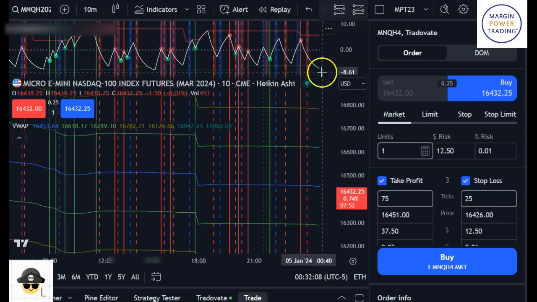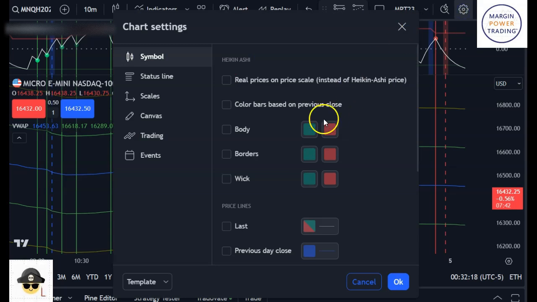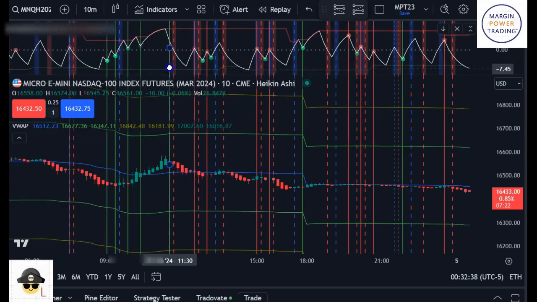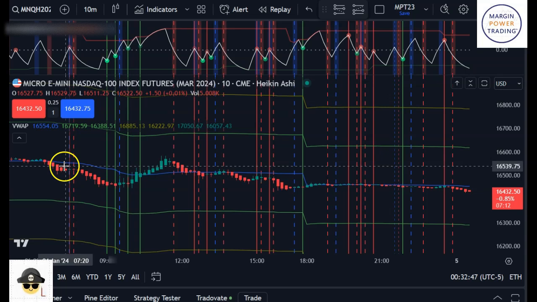So I believe that here shortly we'll get a move to the upside. But in the meantime, we'll close this, open this, and add back our colors, and we'll see how it looks. Body, border, wick. All right, that was just random. We'll take that away. I don't know why I put that there. All right, so we'll just start over here.